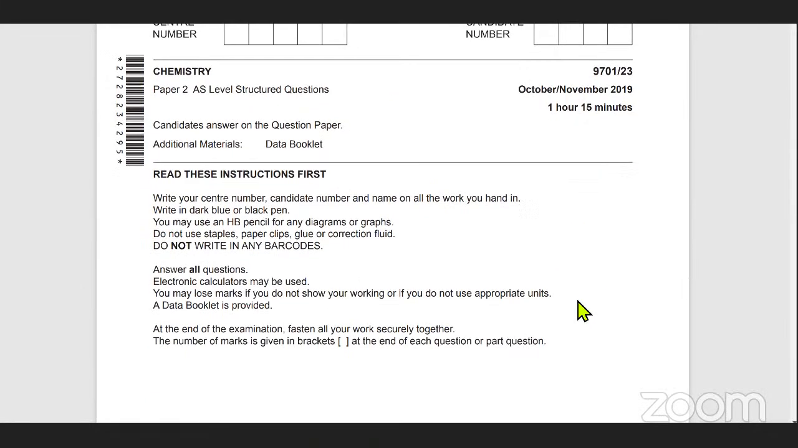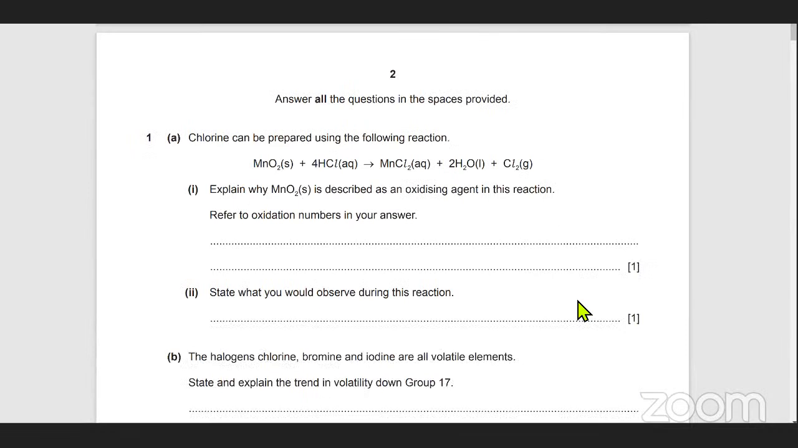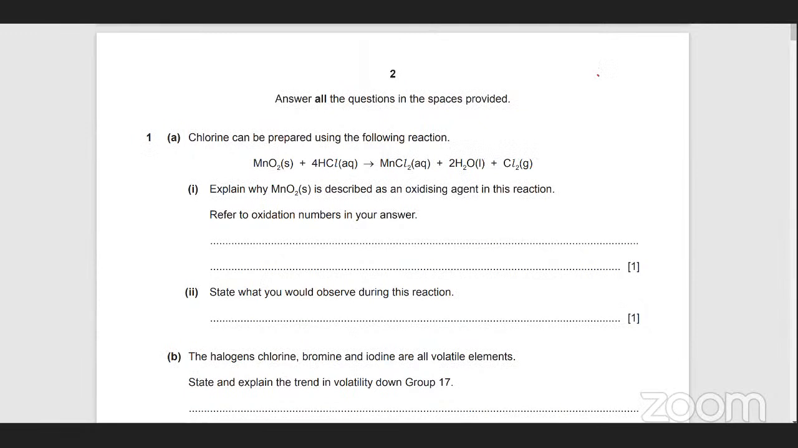Starting with ये winter 2019 QP23 है, ठीक है? So starting with the first question. Explain why MnO2 is described as an oxidizing agent. So side पे कर लें. तो मुझे बताओ कि what is the oxidation state of Mn over here and what's the oxidation state of Mn over here?